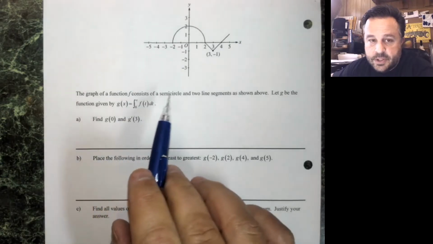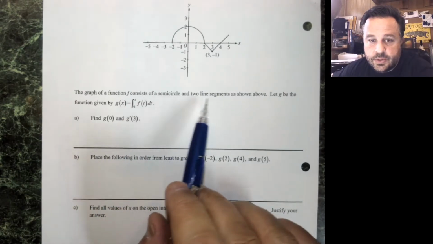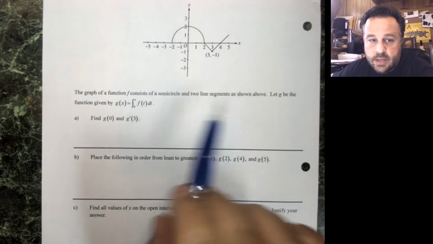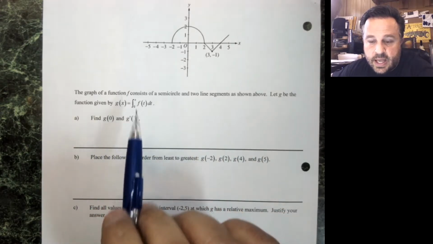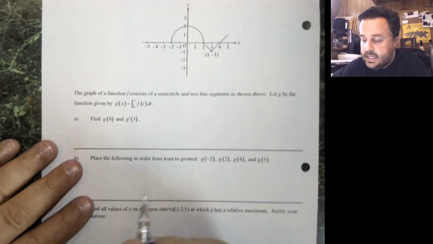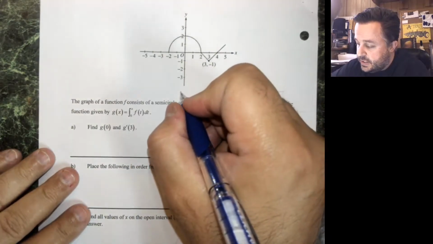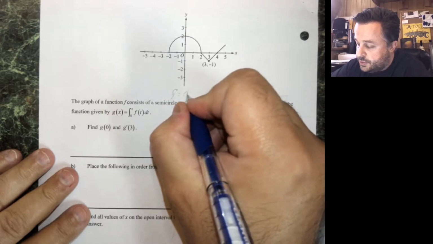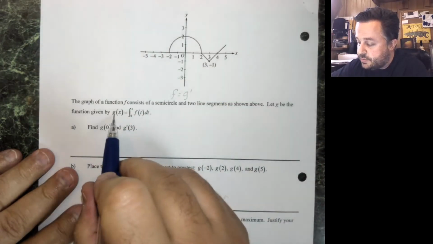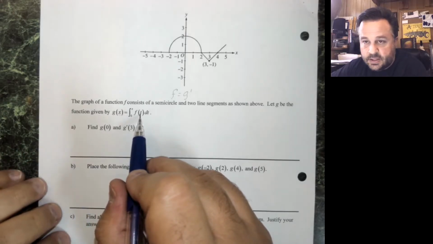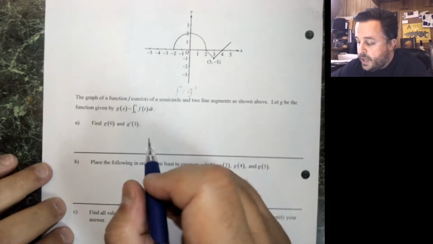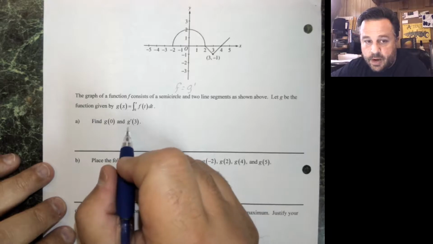So the graph of a function f consists of a semicircle and two line segments as shown above. Let g be the function given by g of x equals the integral from 0 to x of f of t dt. So the first thing to note here is that f is equal to g prime. So if I take the derivative of g prime of x, it'll just be f of x. Okay. So find g of 0 and g prime of 3.